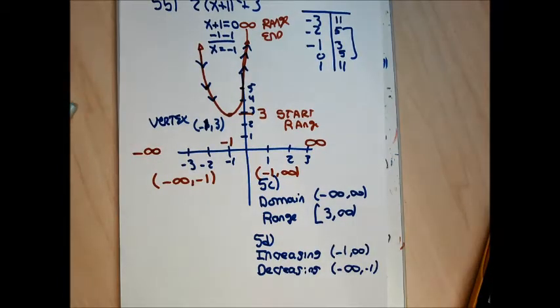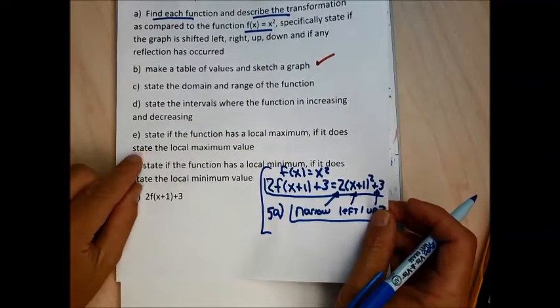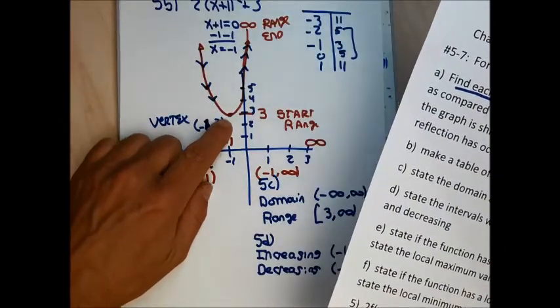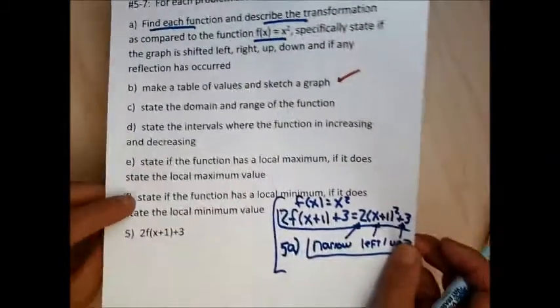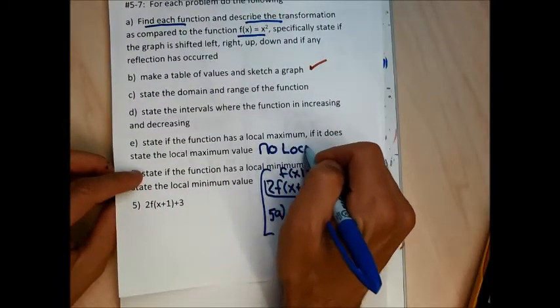Done with part D. Part E asks me if the graph has a local maximum, and if it does, state the local maximum value. Because the vertex is at the bottom of the parabola, it doesn't have a local maximum, so I'm just going to say it has no local maximum, or I could just use the word none there.